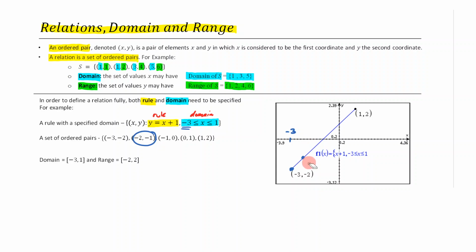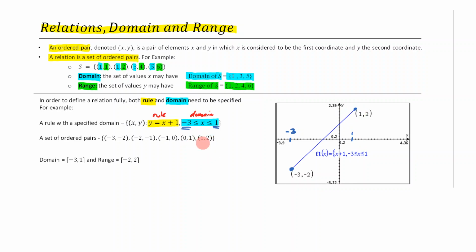And I could keep on doing this all the way until I get to the end of my domain, which would be 1 here. So I would sub 1 into this rule. 1 plus 1 is 2. And then I would come over here and say, well, here's 1, and there's 2 up there. And there is that point right there.